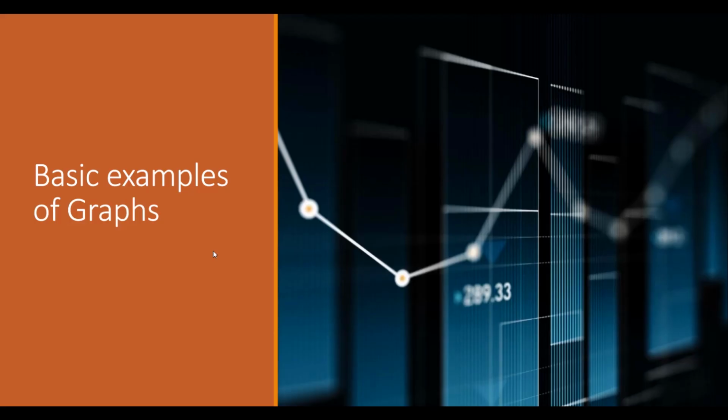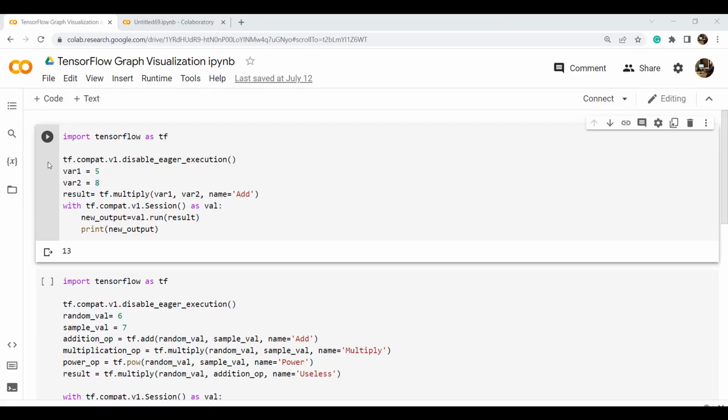Now we will discuss some basic examples of graphs. In this example, we have declared two variables, var1 and var2, and assigned integer numbers, 5 and 8, using TensorFlow. After this, to perform this task, we need to call the tf.multiply function and tf.add function, and tf.add has three arguments, that is var1, var2 and the name parameter, where var1 and var2 are the values to be added, and the name of the operation is add.